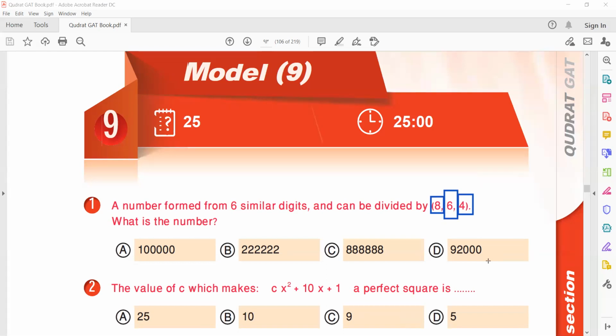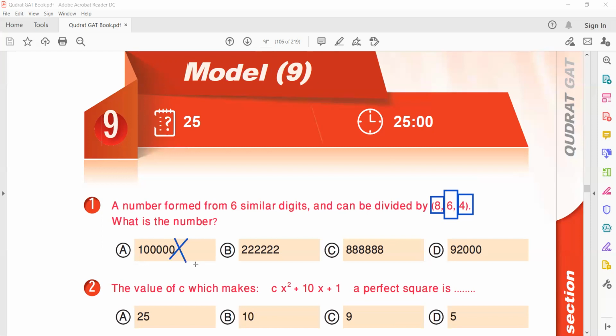Okay, now we check the answer. Now I have here 100,000, which is divided by 8, right? No problems. If divided by 4, yes. Is it divided by 6? Now I want to check, because divided by 6 means divided by 2 and divided by 3. So this number is not divided by 3.